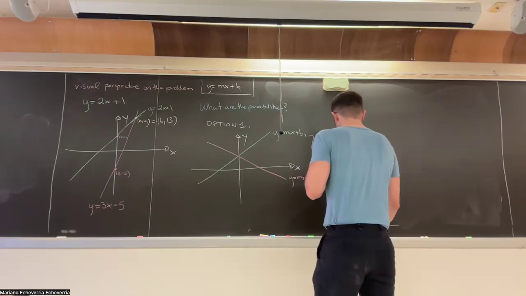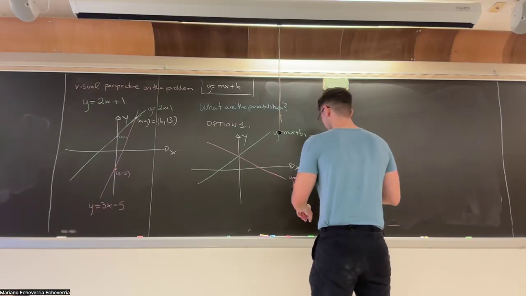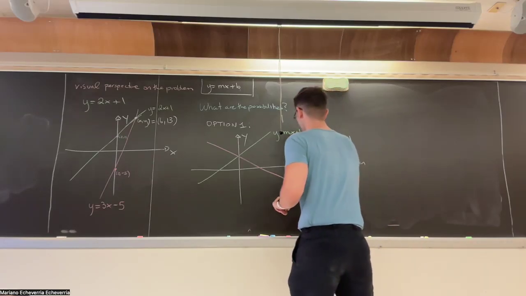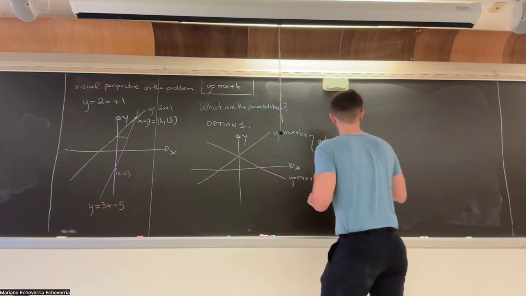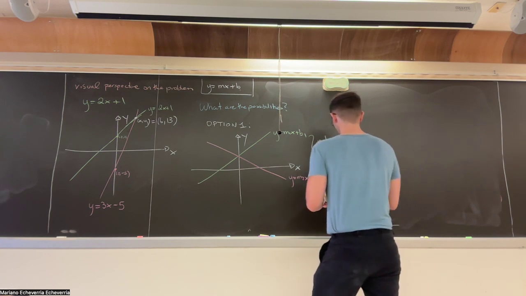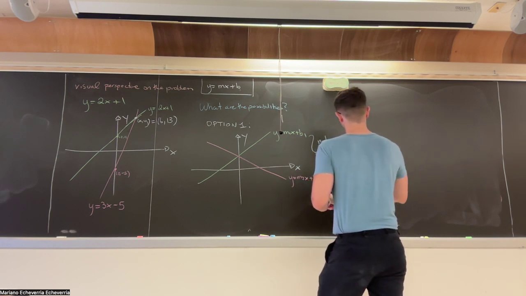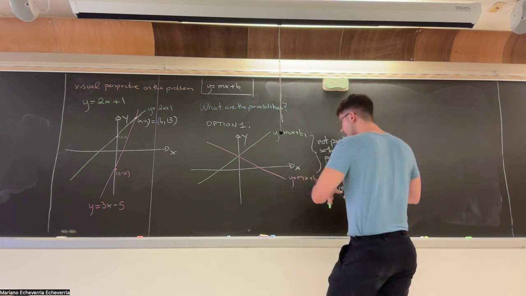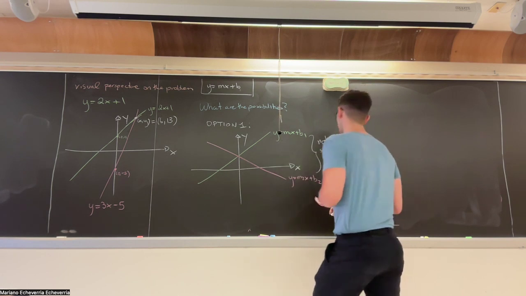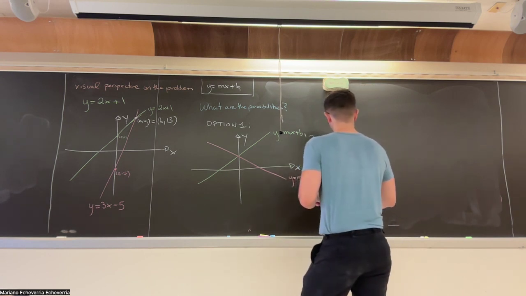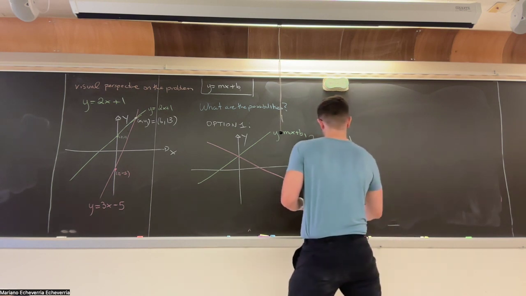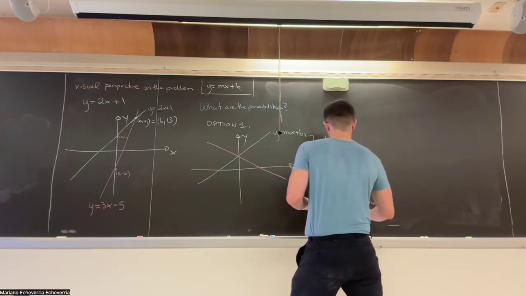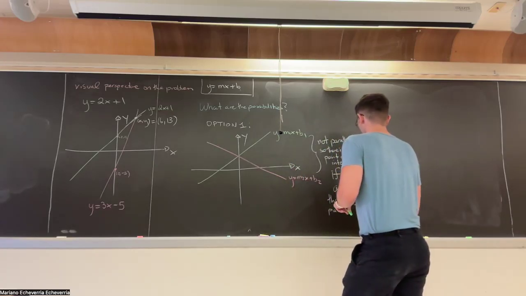So if m1 and m2 are different, different slopes, the lines are not parallel, and there is always a point of intersection.